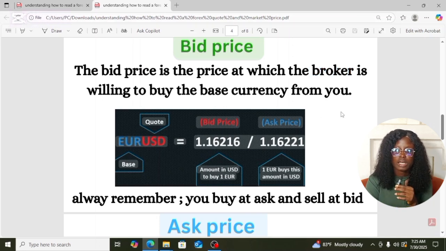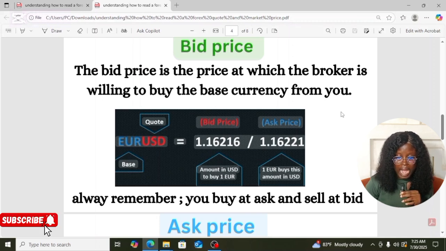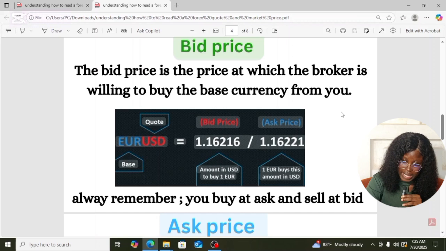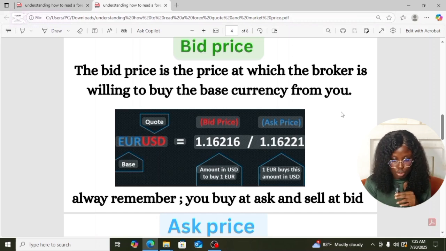Let me just say a broker is like the one taking the quotes from the interbanking system and giving it to retail traders for us to be able to get access to the forex market, because the forex market is a very big market. All these brokers have huge money, you understand? They have big money to go and buy from the interbanking system. Then they put their own commission and sell to us as retail traders. But once we get there, I'll explain fully.